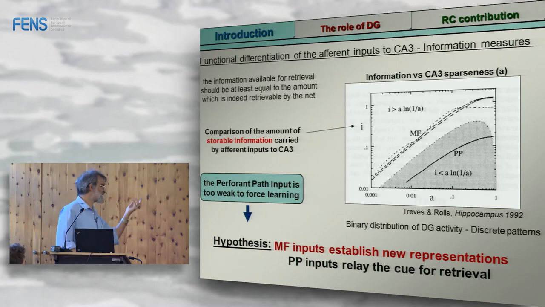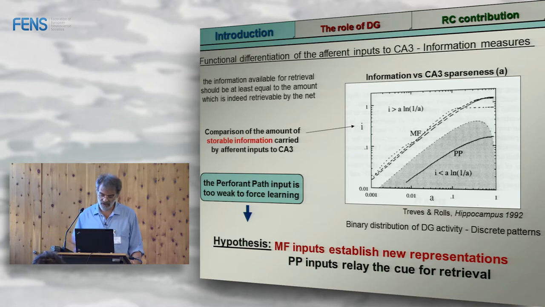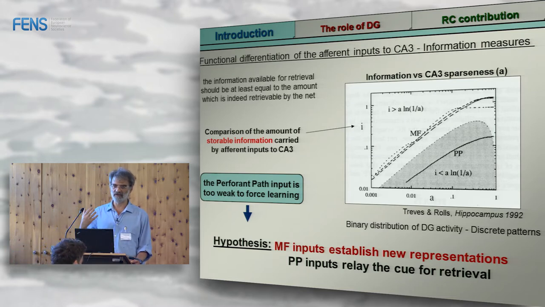the kind of prediction or hypothesis that if the mossy fiber inputs are those that are essentially required to establish a new representation and are not so important when the representation, the memory, is already there in CA3, because then it would be the perforant path inputs that relay the cue that initiates the retrieval process, then the prediction would be that if you remove the mossy fibers, or you remove the inputs from the dentate gyrus to CA3, you should not impair the retrieval of memories that are already in CA3.